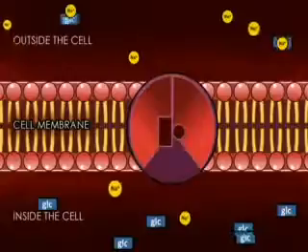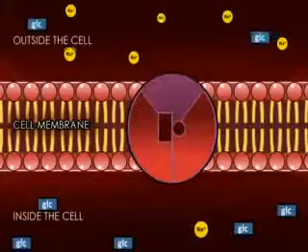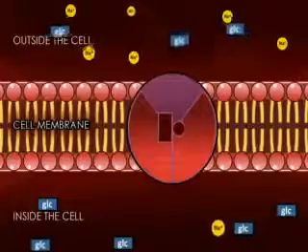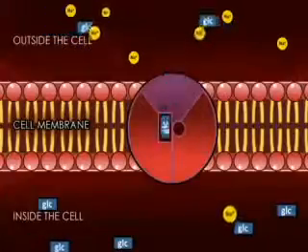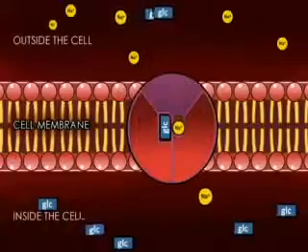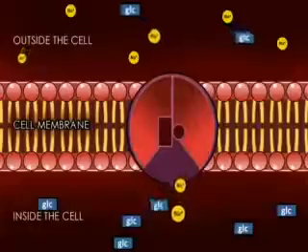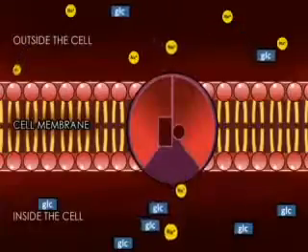The carrier serves as an attachment point for both the sodium ion and the substance to be cotransported. Once they are both attached, a conformational change occurs in the carrier protein, and the energy gradient of the sodium ion causes both the sodium ion and the other substance to be transported together to the interior of the cell.